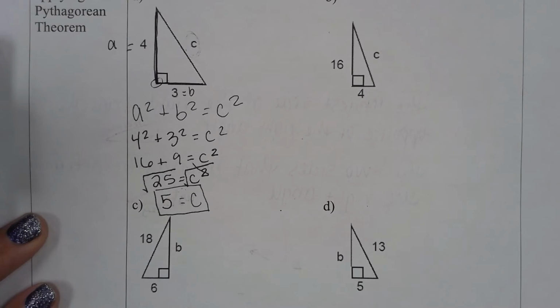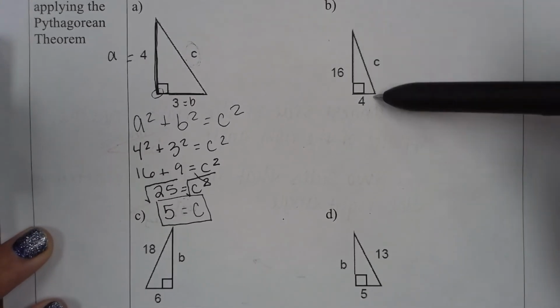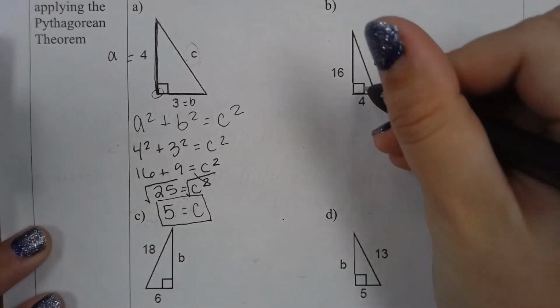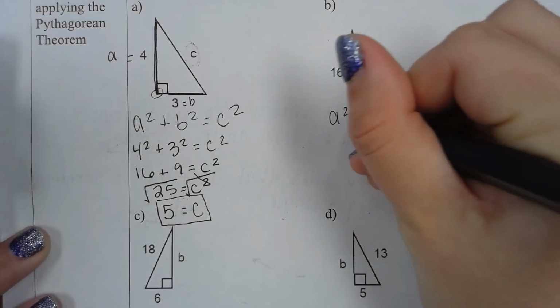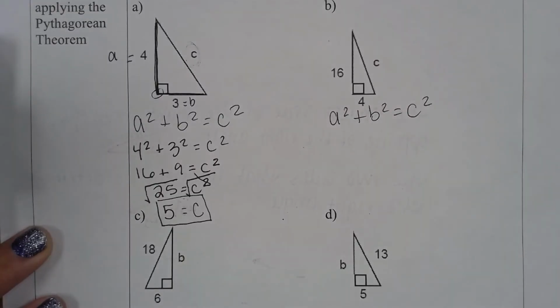All right, so let's try another one. So again, we're trying to find a missing side length. So if we're trying to find a missing side length in a right triangle, we're using the formula a squared plus b squared equals c squared. And yes, you have to write that down every single time. Then you need to plug in the numbers that they give us into our formula, and you just need to make sure that you plug it in into the correct spots in our formula.